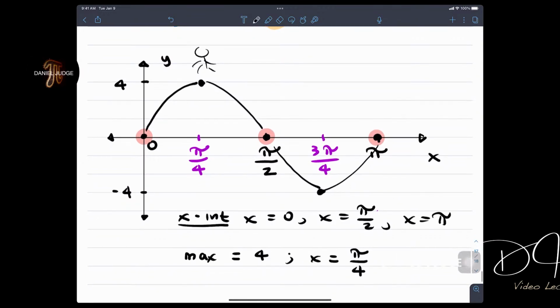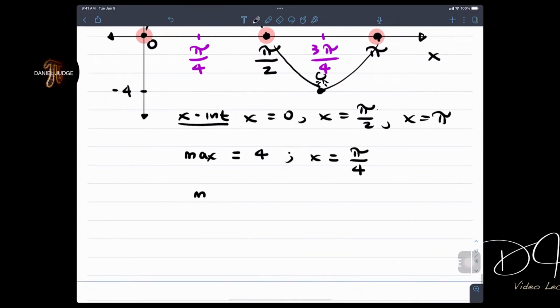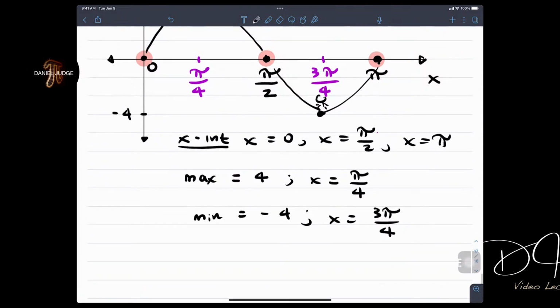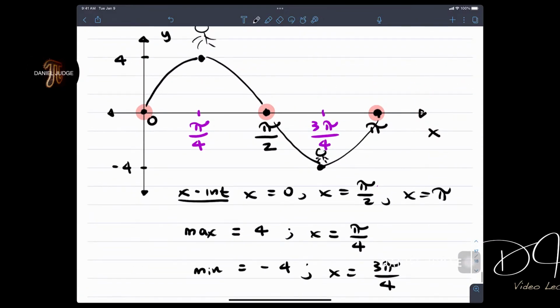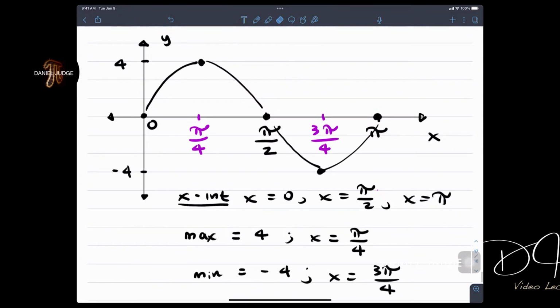The minimum value, you're standing in a valley over here. So the minimum value will be -4, and then that happens when x is 3 pi over 4. Okay? So you have all of that kind of information that they care about, we care about, and that's how you graph this curve.